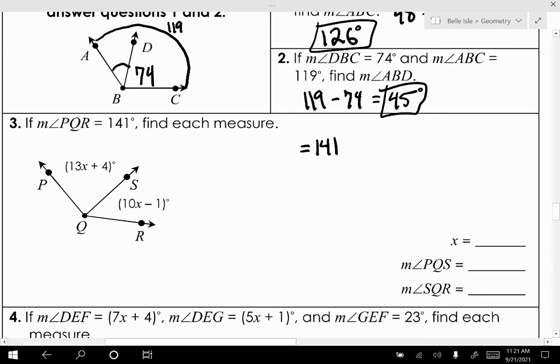141. How do we add up our other two angles to get 141? We take the angle PQS, which is this one right here. So we've got 13x plus 4 plus the angle SQR, which is 10x minus 1. And now what does this look like? Easier.